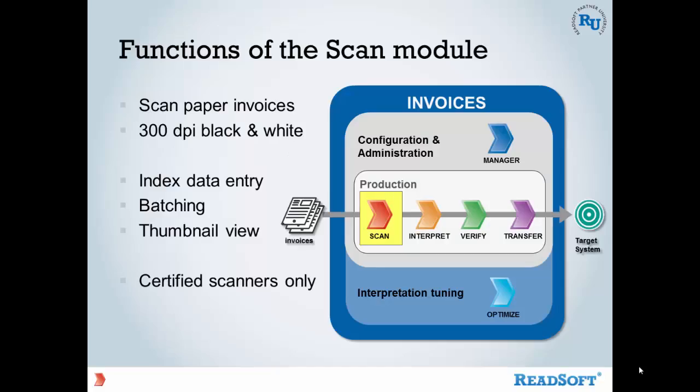The Scan module. The Scan module is the first end-user module that requires human interaction. End users will simply feed the scanner with paper invoices and select from a batch screen what is about to be scanned. The ReadSoft INVOICES Scan module is compatible with a number of scanners. Make sure the scanner you're using is present on the ReadSoft certified scanner list. Black and white images in 300 dpi resolution are recommended, and all scanners should communicate with an ISIS driver.